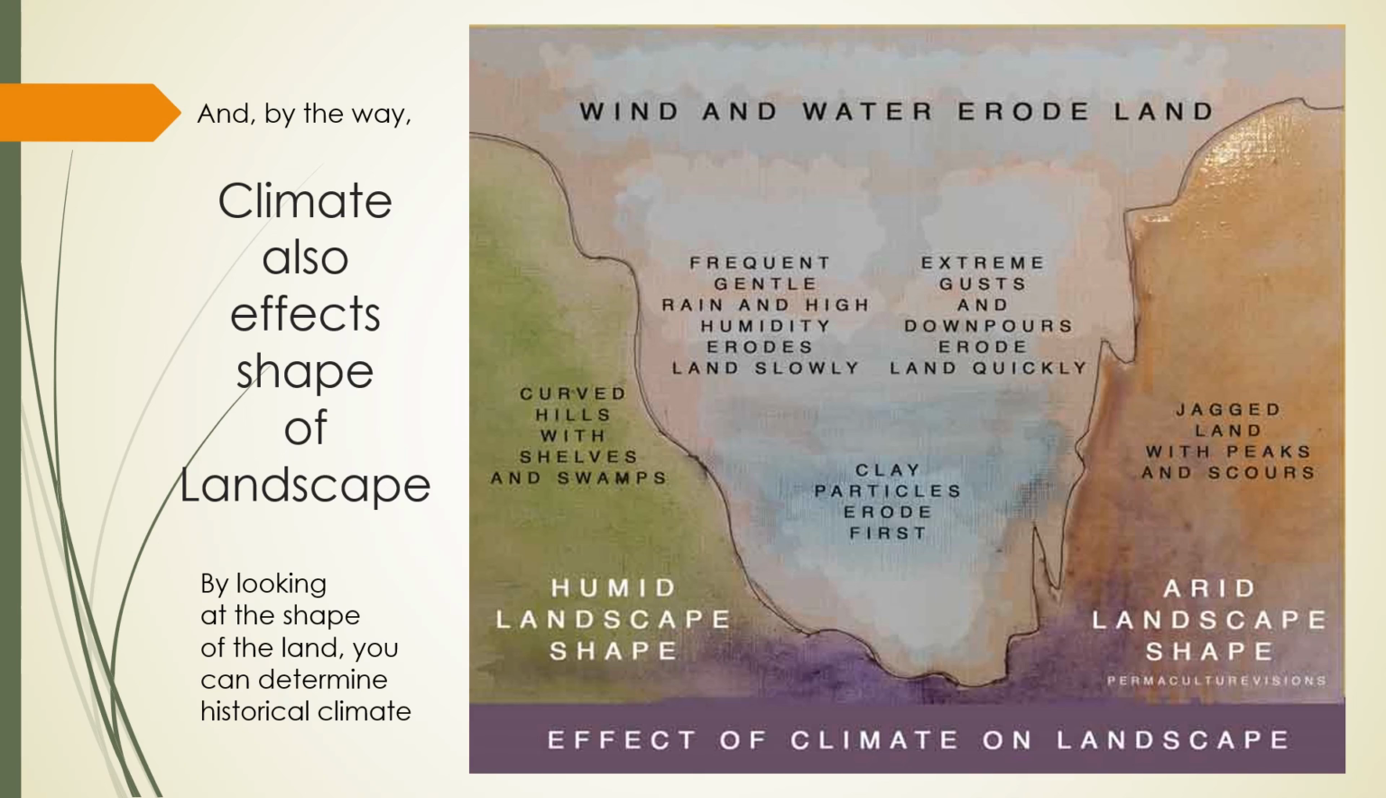The climate also affects the shape of the landscape. When we're looking at rolling hills, it usually means it's a humid landscape. When we look at jagged peaks, it usually means it's arid and the wind and the rain has harshly affected that landscape.